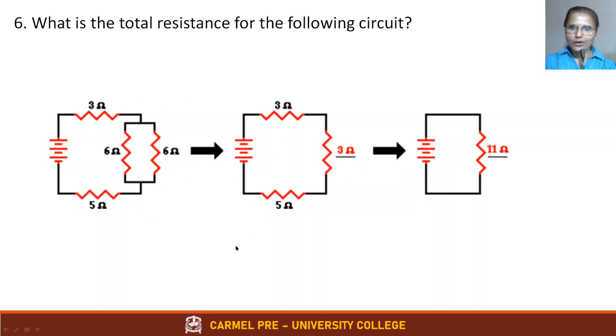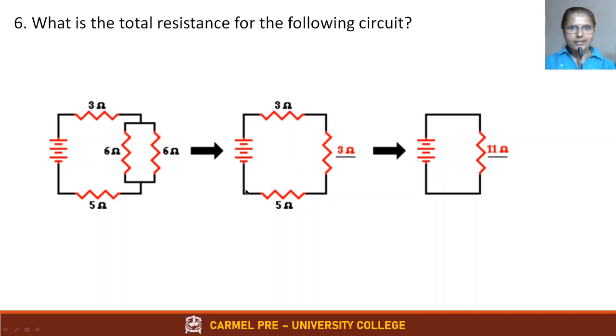You need to keep drawing like this for simplification, only then will you get it. The parallel combination should be converted into a single resistance of value 3 ohms. This 3 ohm and this 5 ohm remain as they are. Now how do you see these three resistors are connected? They are all connected in series.